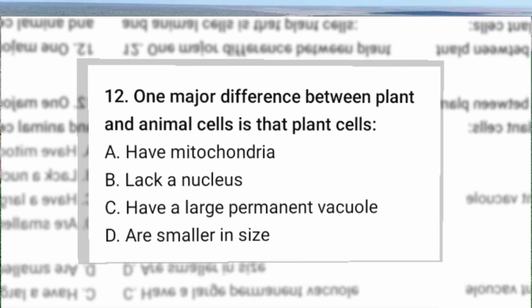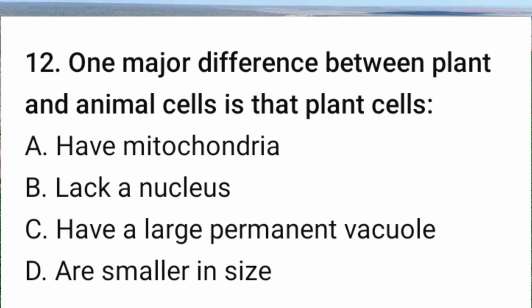Question 12. One major difference between plant and animal cells is that plant cells have mitochondria, lack a nucleus, have a large permanent vacuole, are smaller in size. Have mitochondria? No, they both have. Lack a nucleus? No, they both have. Have a large permanent vacuole? Yes. Are smaller in size? No, animal cells are smaller in size. So question 12, the answer is C, have a large permanent vacuole.